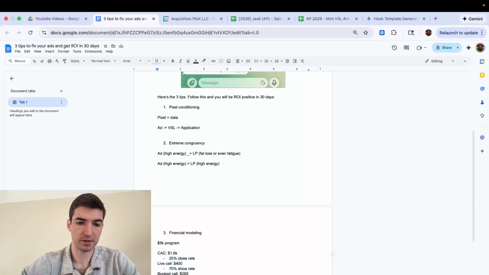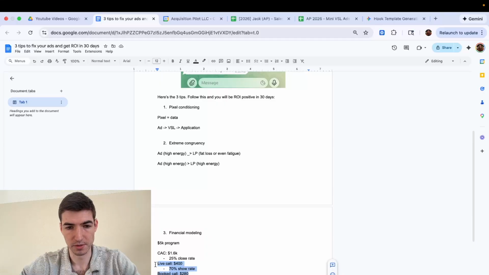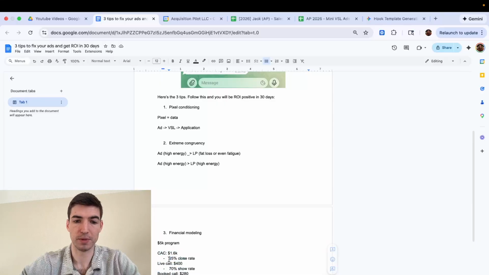You can also identify bottlenecks. Let's say we're achieving the booked call and the live call cost per targets here. We're booking live calls for $350, but we just haven't acquired clients. Maybe you have a bottleneck in your sales process. Maybe that's the thing you need to fix. So that can reveal bottlenecks to you as well.